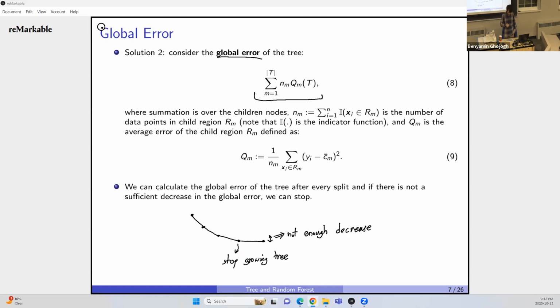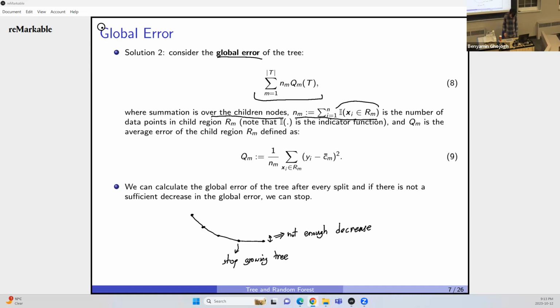M is the index over the children. In other words, the index of the subregions, partitions of this space. Do you see that? So the summation is over the children nodes. N_m, so what is this? Indicator function of x_i belonging to the region R_m. N_m is the number of points in the partition m, right? Did you understand? R_m is one of the partitions. It has some data points in it. N_m is the number of points in there.